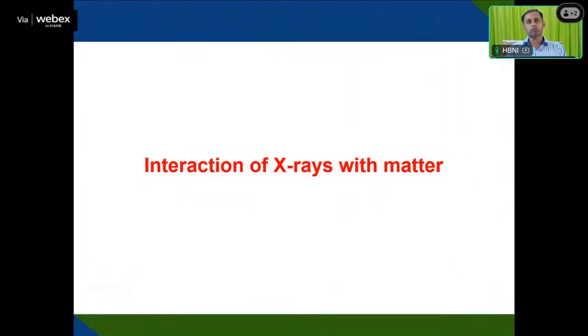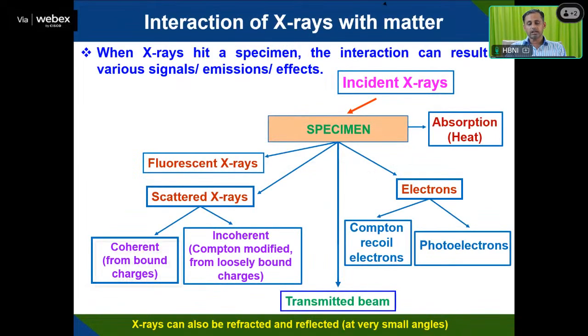So one by one we'll go through all these different types of interaction. First, coming to the interaction of X-rays with material. When the incident X-ray falls on some material, it will create a lot of interactions. Because of that, you will get many signals or emissions, or various effects you observe.